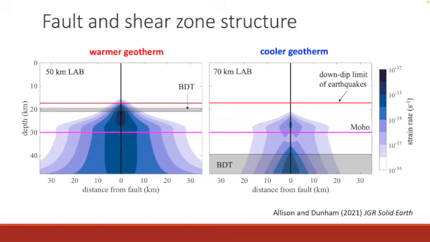In these simulations, I held that velocity weakening to velocity strengthening transition at a constant depth corresponding to an intermediate geotherm rather than allowing it to vary with the background geotherm. And that was to make the analysis simpler.